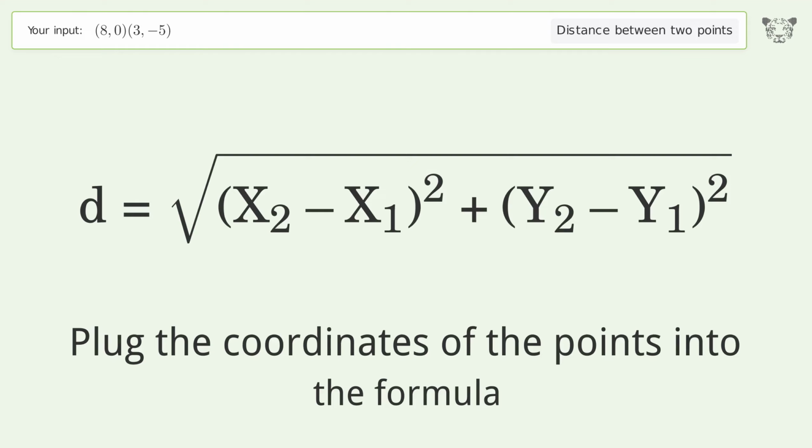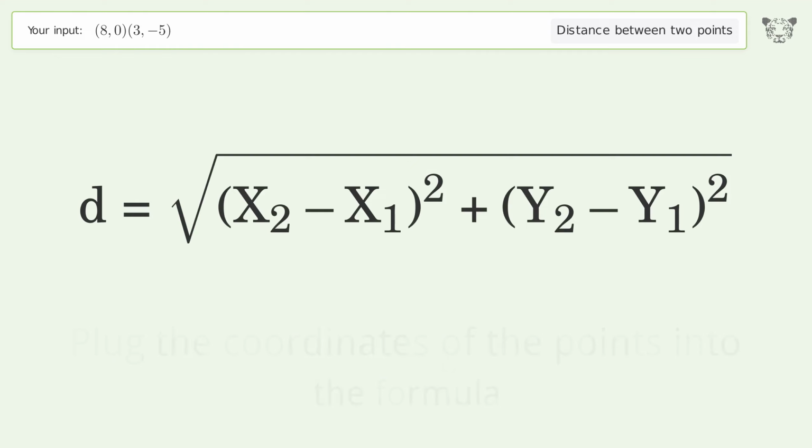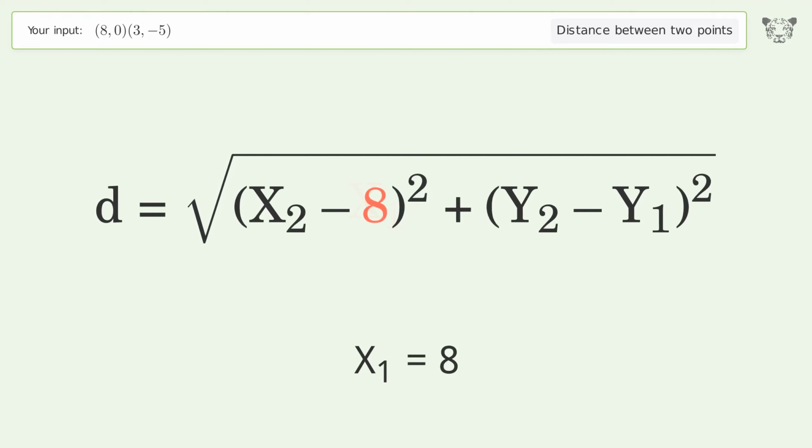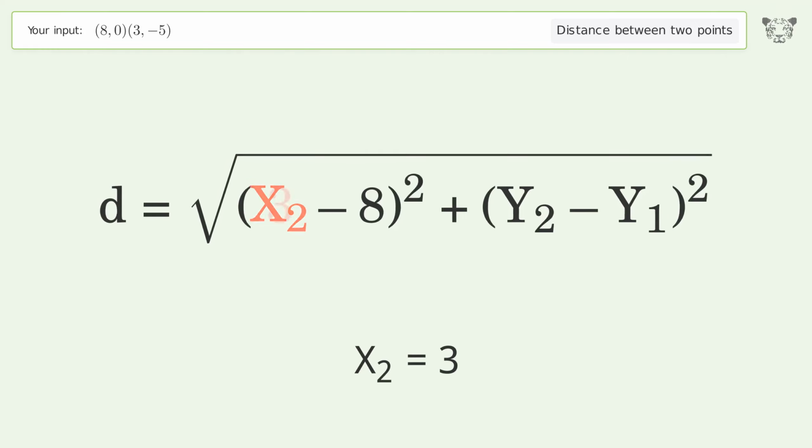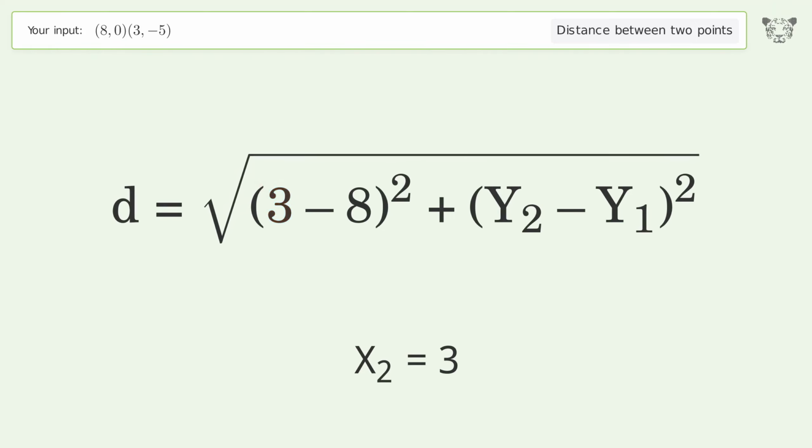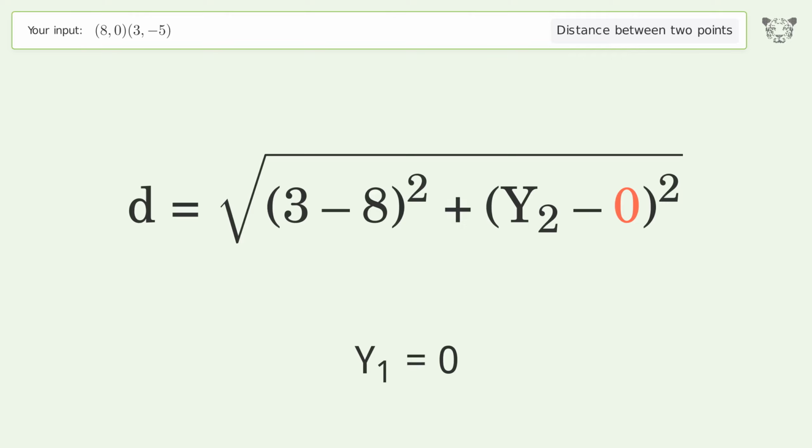Plug the coordinates of the points into the formula. x1 equals 8. x2 equals 3. y1 equals 0. y2 equals -5.